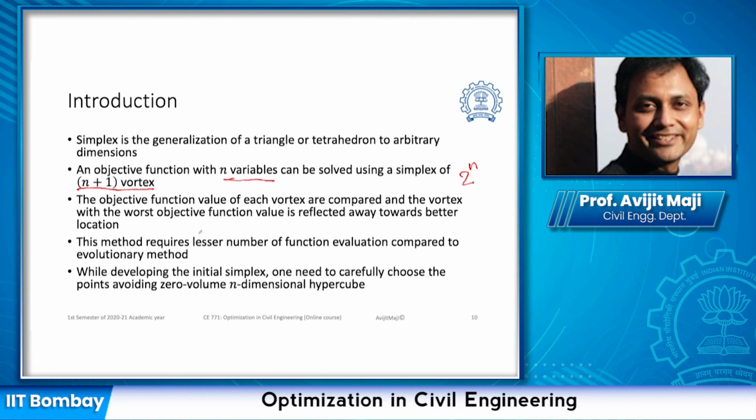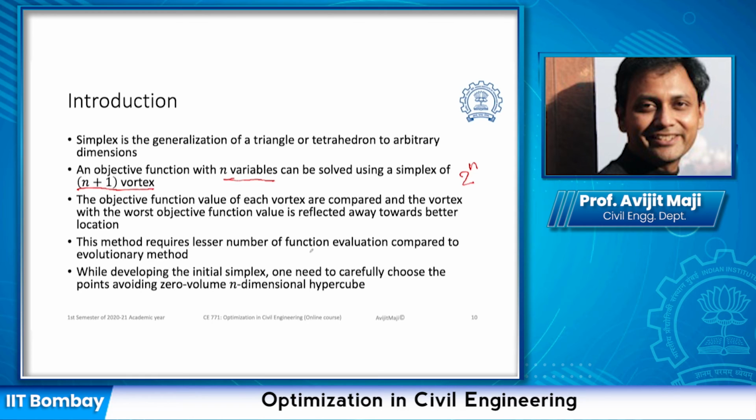Now the objective function values at each vertex are compared, and the vertex with the worst objective function value is reflected away towards the better location, and this is where we look into the pattern to some extent and extend our search in that particular method. So overall this method requires fewer function evaluations compared to the evolutionary method.